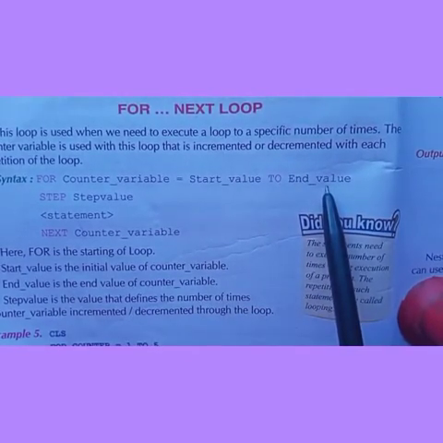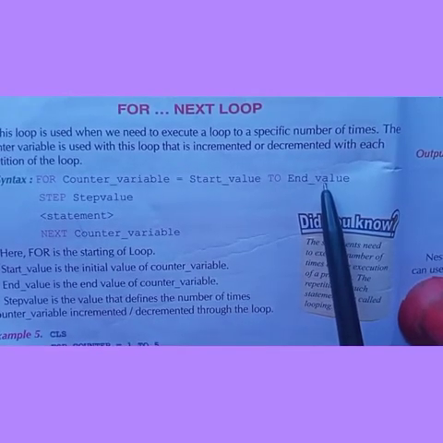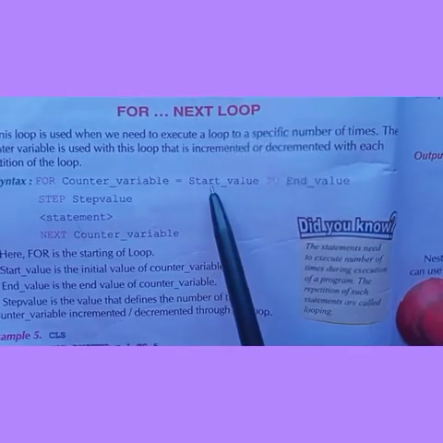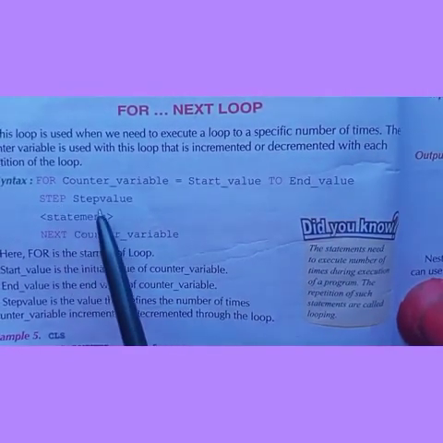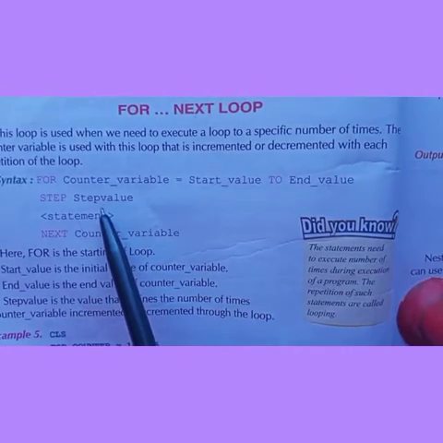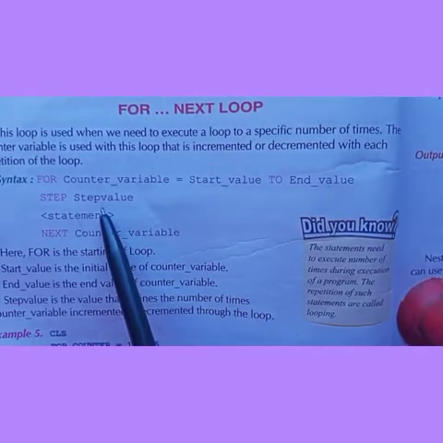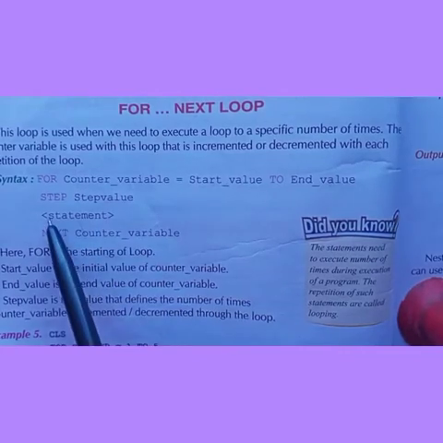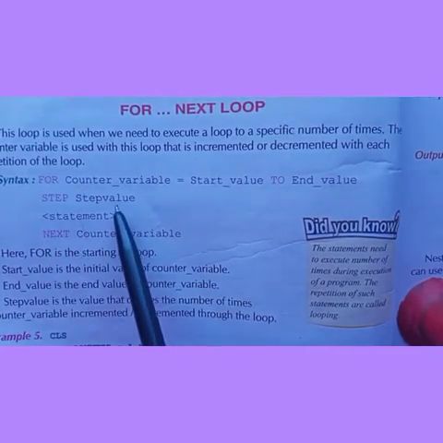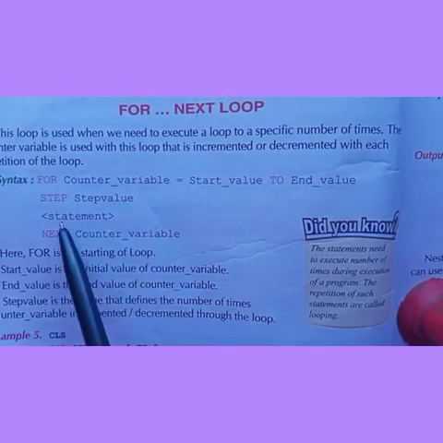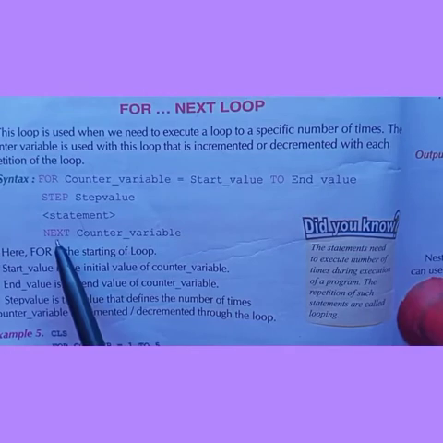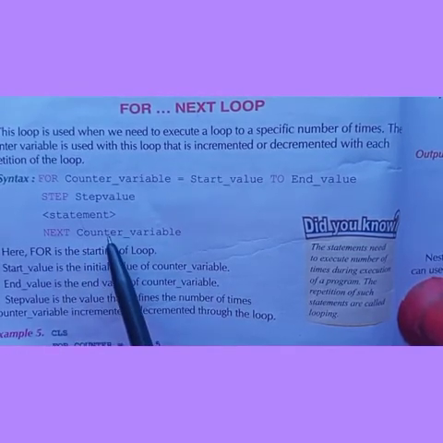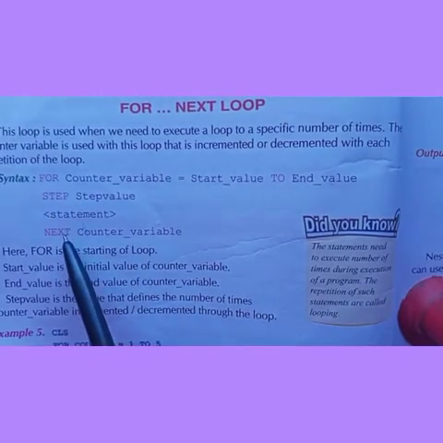For example, if we want to repeat certain things from 1 to 5, our start value will be 1 and our end value will be 5. Then we give the step value: whether you want to increase the values 1 by 1, or 2 by 2. Then you give the statement to be executed each time. And then we write the NEXT statement, which will increase or decrease the counter variable. So that's why it is called the FOR NEXT loop.